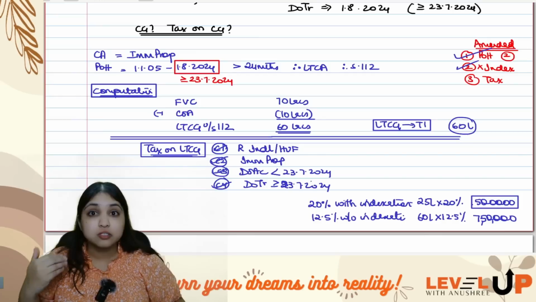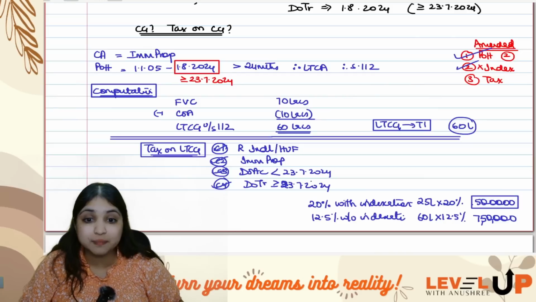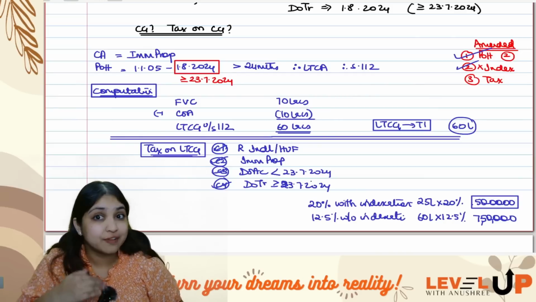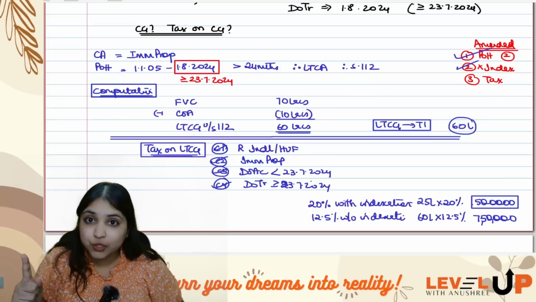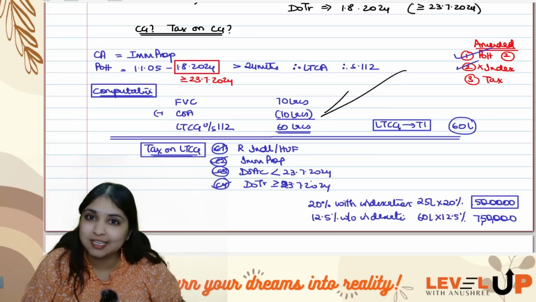Understood, everybody? So how much of the income will form part of your total income? Here are you doing with indexation, without indexation, whichever is lesser? No. Now you understood. At this stage, no indexation allowed, guys. That's all. No indexation. Story over.